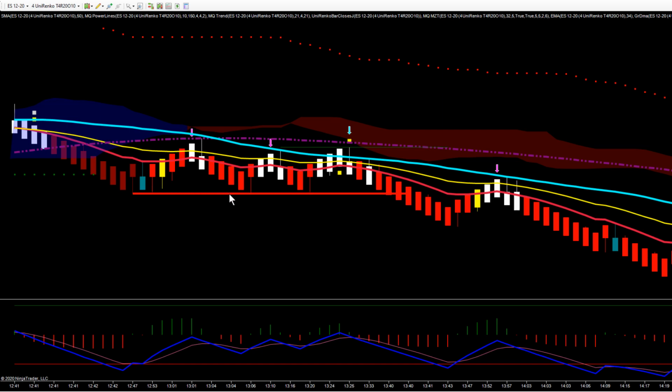Definitely well-defined support. I mean, we bounced off this 4 times, pulled back again, and we pulled down into here. Didn't quite touch the line, but you can see we bounced off of that zone. You know, these support lines aren't always absolutely to the tick. It can be kind of an area.